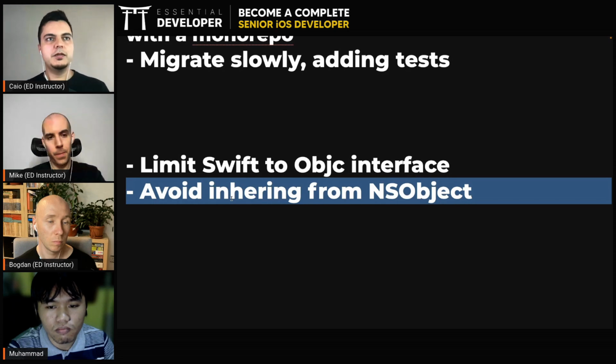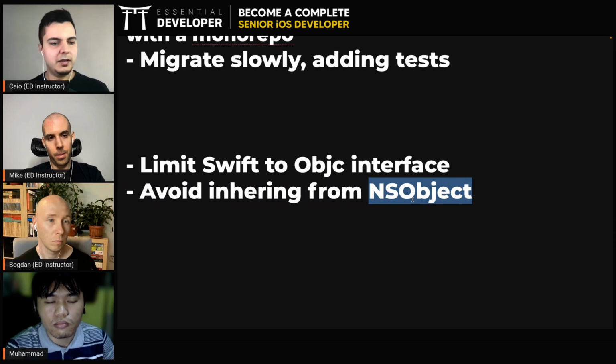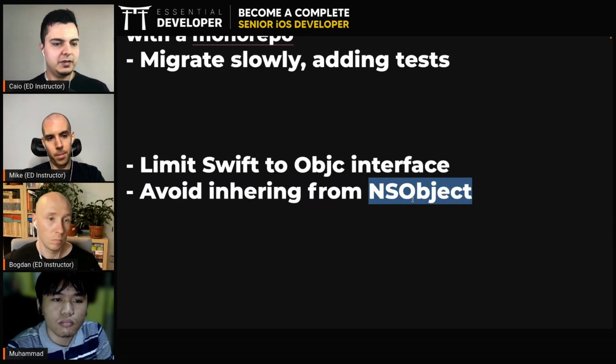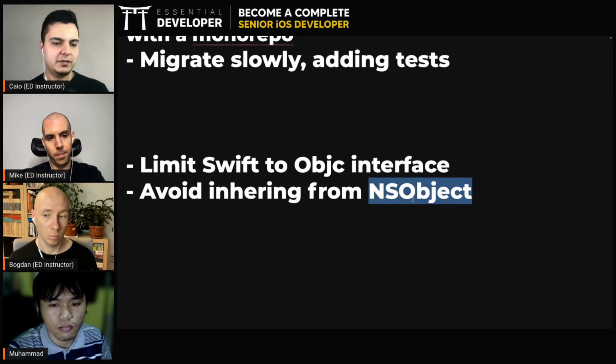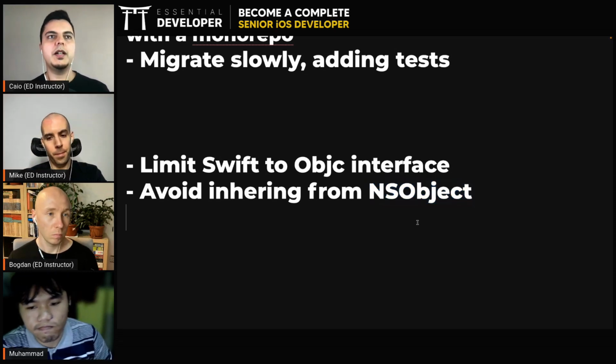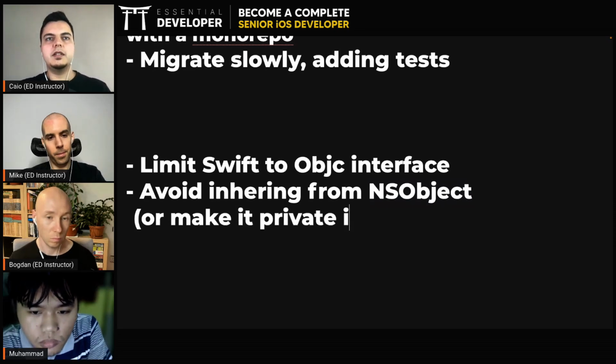And if you need to inherit from an NSObject, one thing you can do is to still make your type maybe private or fileprivate if possible, because then it's not exposed to Objective-C. You still have the inheritance from an NSObject, but it's not exposed in the headers. So less things to compile as well. Or make it private if possible.